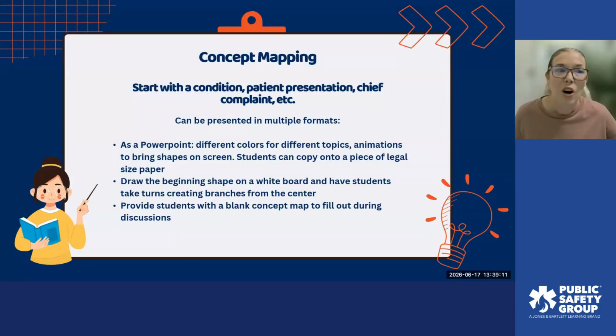Concept mapping. You can do this a variety of ways. You can create a PowerPoint and have the shapes or circles with different colors, you can color code it, and have that on a PowerPoint and then fill it out as you go. Your students can copy it down. You can draw, this is one of my favorite ways, the beginning shape on the whiteboard and have the students take turns creating branches.